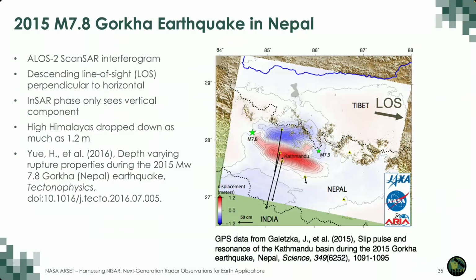This earthquake was a thrust earthquake. And that means that the area of the Himalayas was thrust to the south, and part of that resulted in uplift in this area of red, including the city of Kathmandu, and the area further north in the high Himalayas was actually dropped down as much as 1 meter.